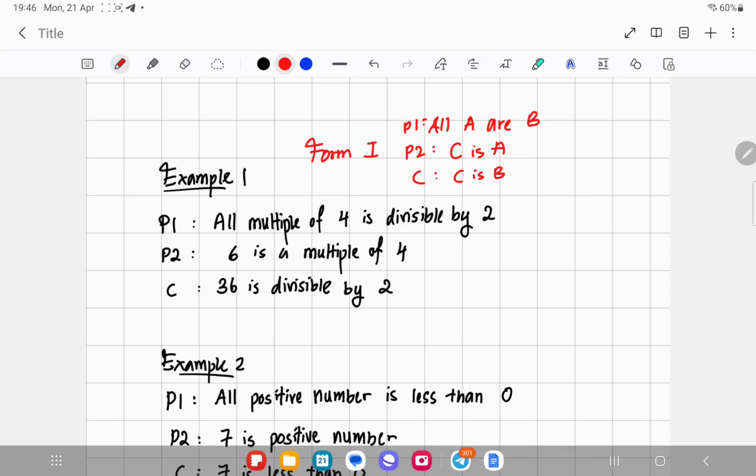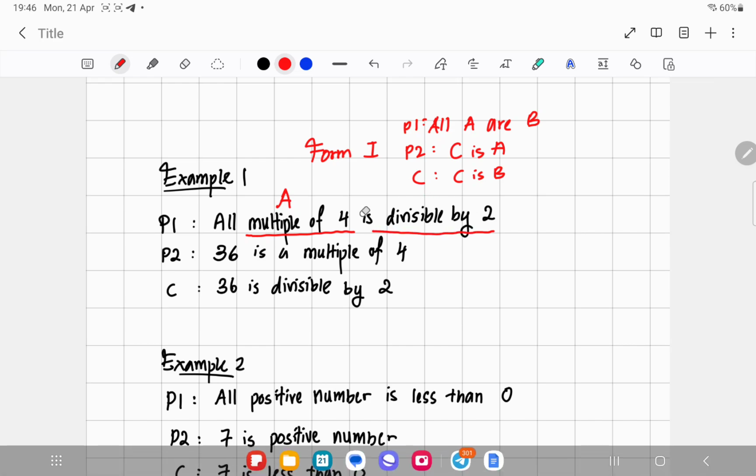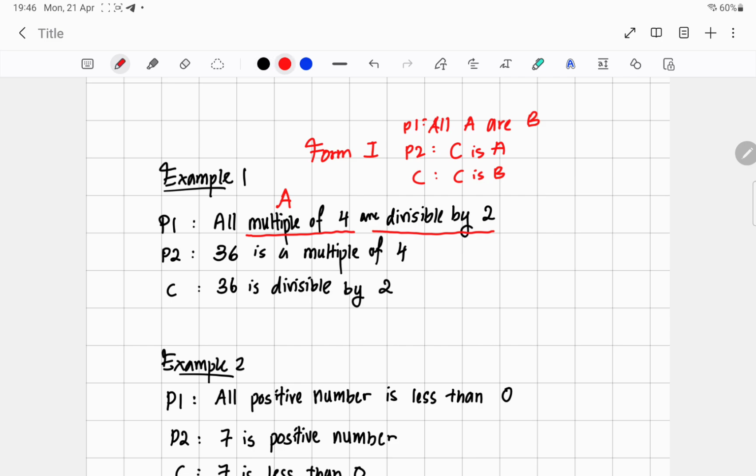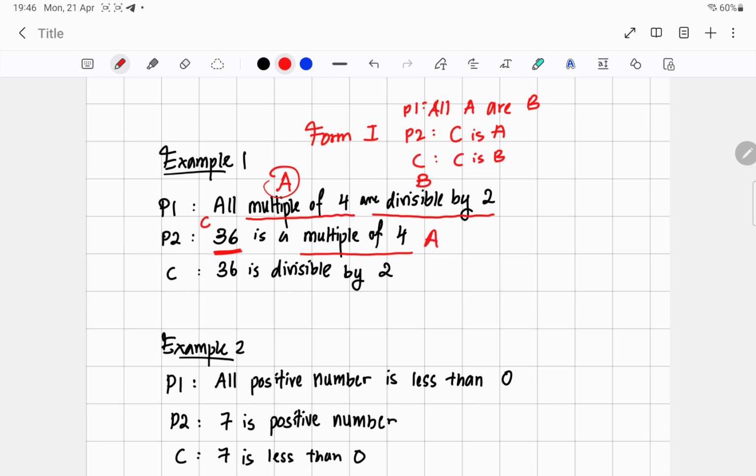Look at this one. All multiples of 4 are divisible by 2. Here, multiples of 4 is A, and divisible by 2 is B. So you have all A are B. Then 36 is a multiple of 4. So 36 is a new thing, this is C, and multiple of 4 is A. Conclusion: 36 is divisible by 2, so C is B.